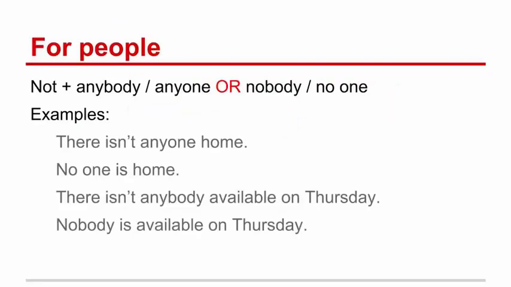Not anybody, anyone, or anything, and nobody, no one, and nothing. For people, we use not plus anybody or anyone, or nobody or no one. Examples: there isn't anyone home. No one is home. There isn't anybody available on Thursday. Nobody is available on Thursday.